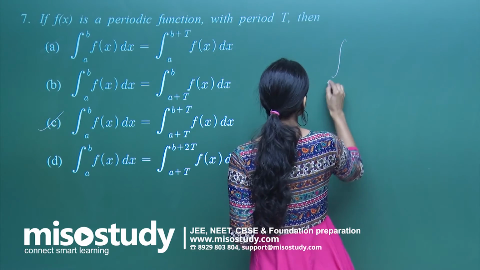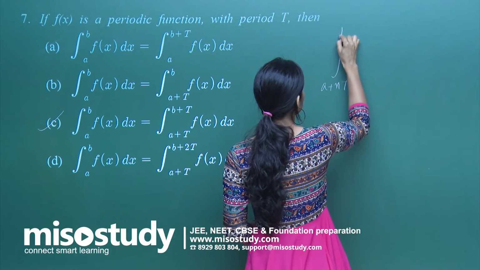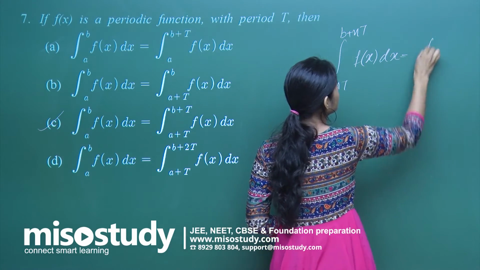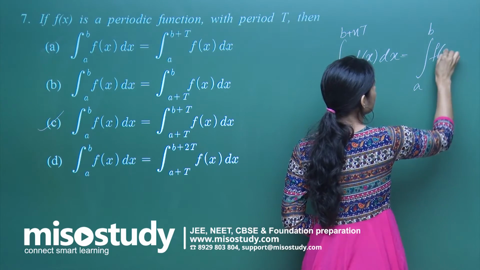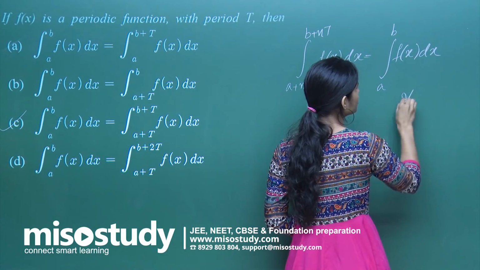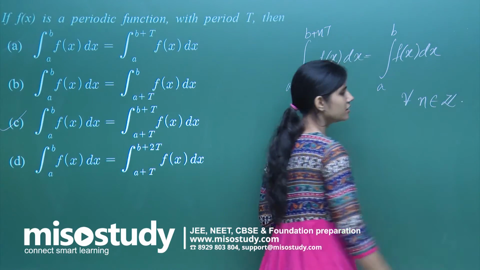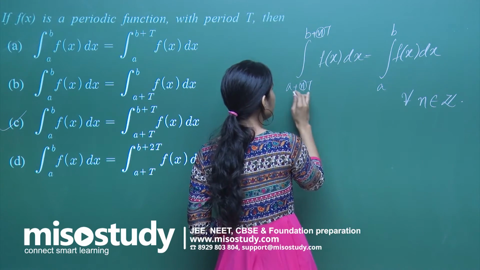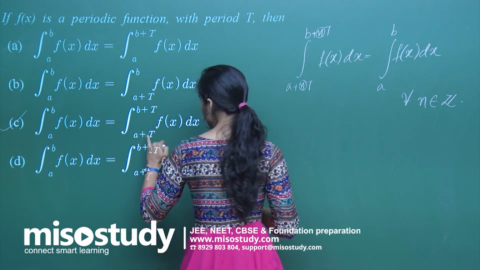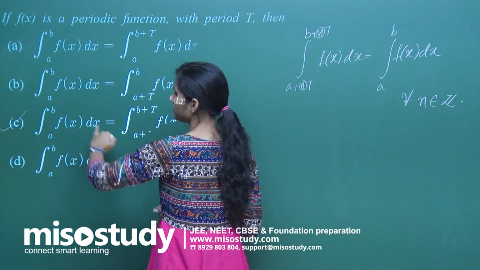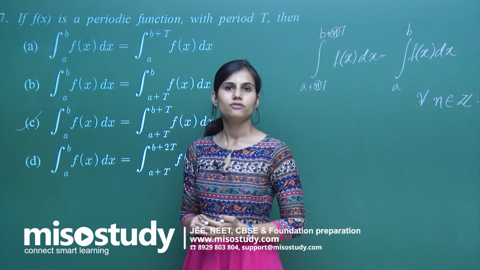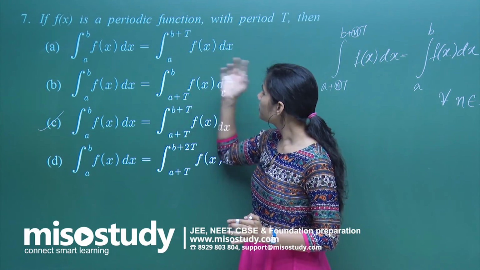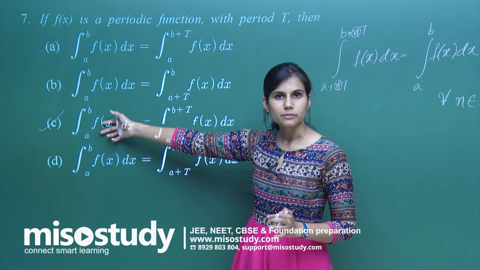Why? Because we know that integral a plus nT to b plus nT f(x) dx is equal to integral a to b f(x) dx, and this is true for all integers. Over here specifically for n equals 1, the expression is given to you. See, a plus 1T, b plus 1T, f(x) dx is a to b f(x) dx. So this is obviously right. If you have just the knowledge of very basic properties which functions that are periodic with period T acquire, very directly you will be able to get the answer.